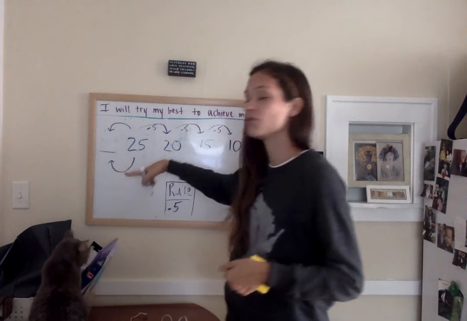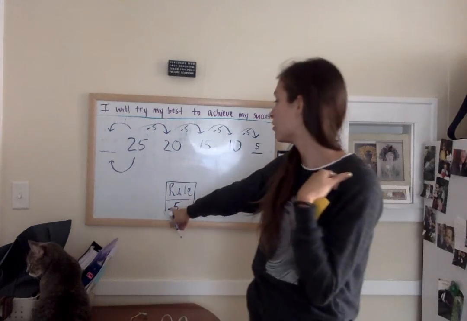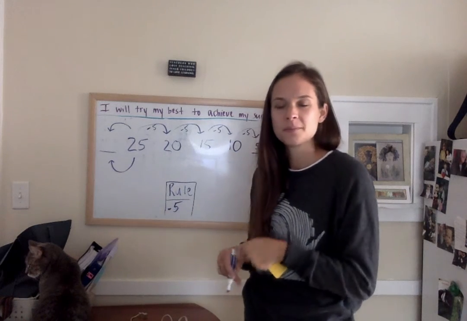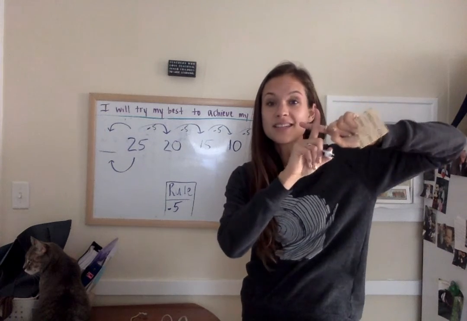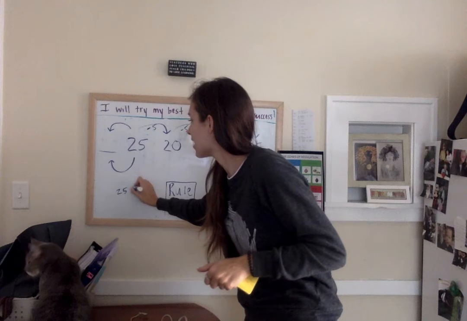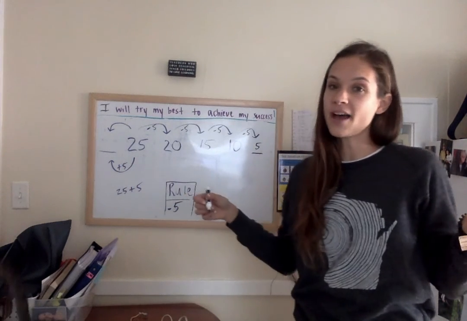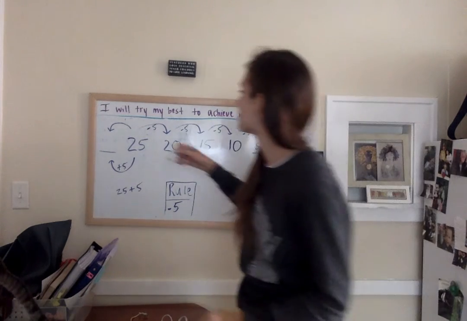And remember, to do that, we have to use the inverse operation. We have to do the opposite of the rule. Well, the rule's minus 5. What's the opposite of minus? Make a plus sign with your fingers. Plus, addition. So we would have to do 25 plus 5. And 25 plus 5 equals 30.